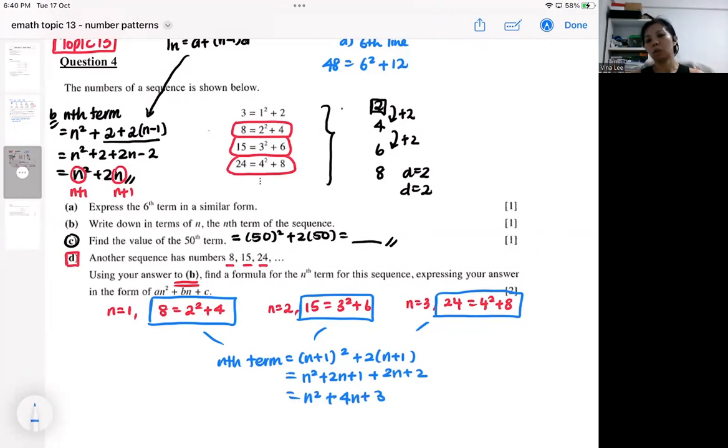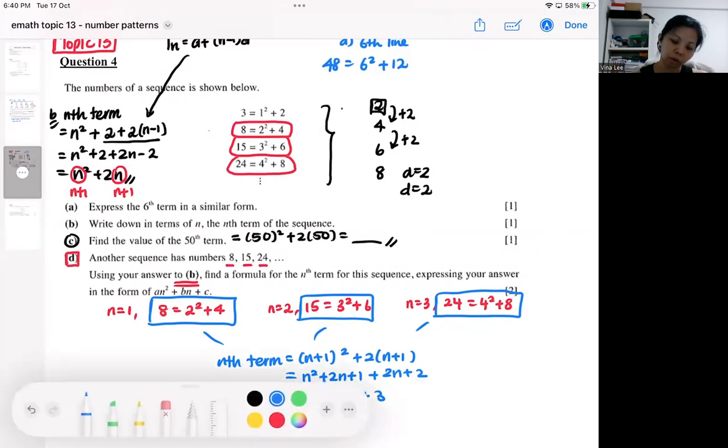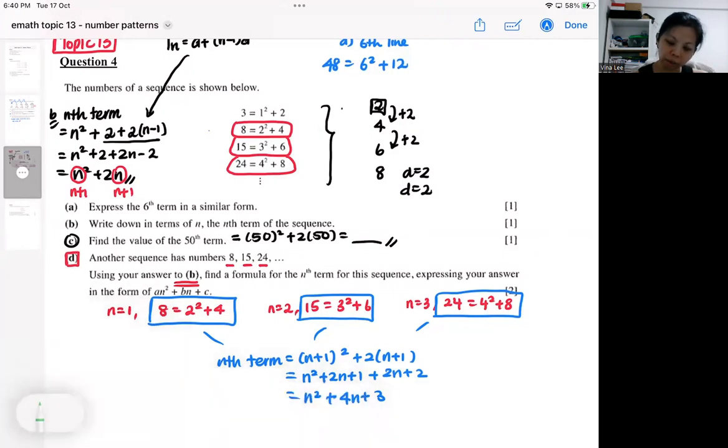Okay, so that's one trick. For such a situation, usually it's n plus 1 or n minus 1. You can check whether it works or not. How do you check? For example, once I get the answer, I'm going to try putting in n equal to 3 to see whether I will be able to get a 24 or not. And I really get a 24. So this formula is actually correct.